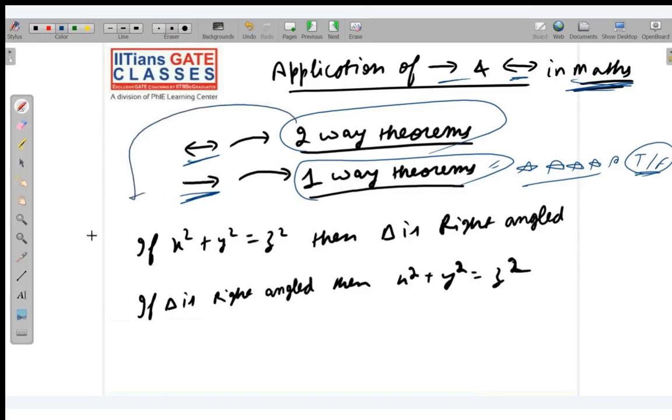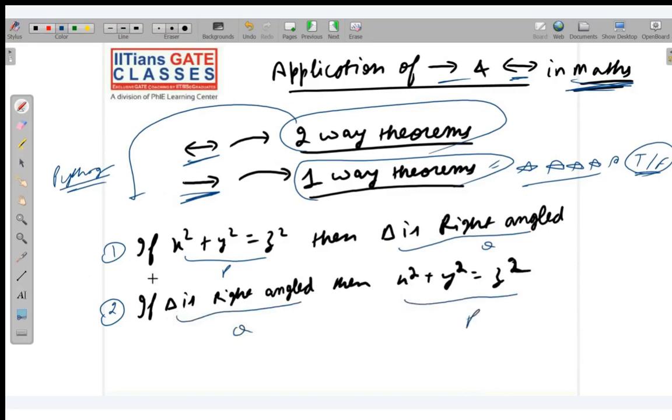I think you have heard about the Pythagoras theorem. If x square plus y square is equal to z square, then the triangle is right angled. This is the first statement. The second statement is: if the triangle is right angled, then x square plus y square is equal to z square. So if the first is P and the second is Q, what is the first statement saying? P implies Q. What is the second statement saying? Q implies P. Both are true, na?